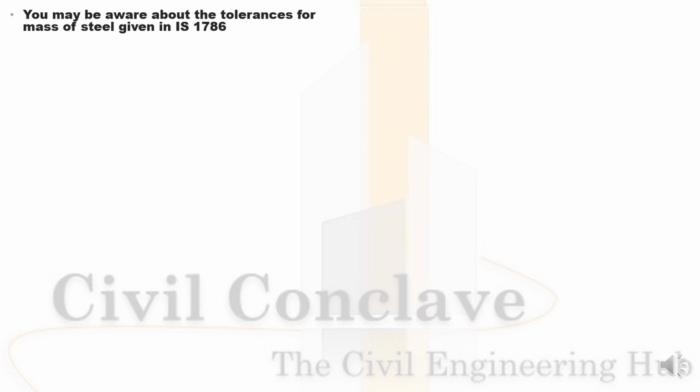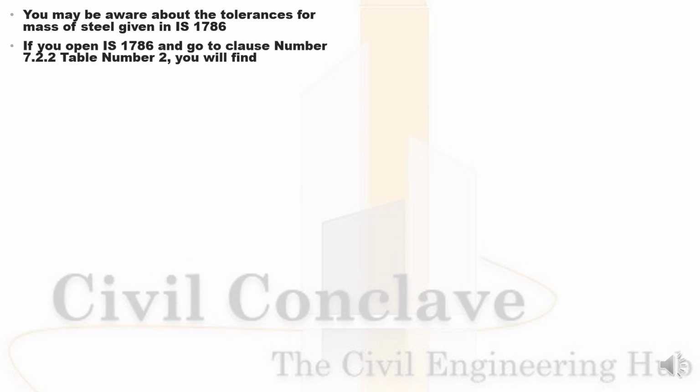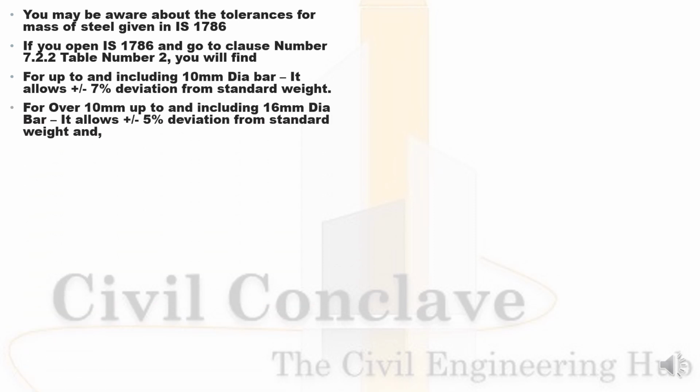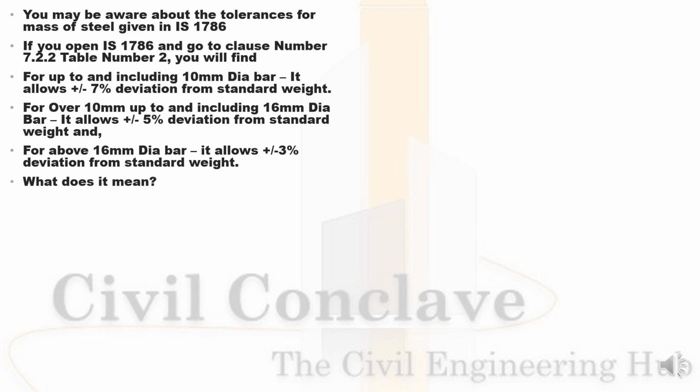You may be aware that the tolerance of the mass of the steel is given in IS 1786. If you refer to IS 1786 and go to clause number 7.2.2, table number 2, you will find the following. For up to and including 10 mm dia bar, it allows plus or minus 7% deviation from the standard weight. For over 10 mm, it allows plus or minus 5% deviation. For above 16 mm dia, it allows plus or minus 3% deviation. What does it mean?